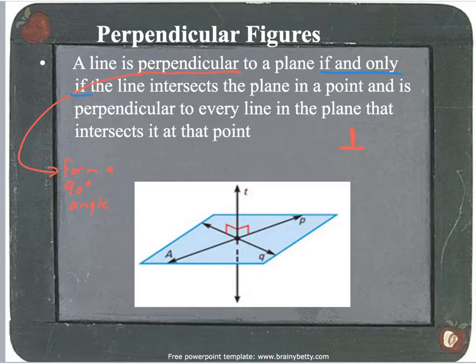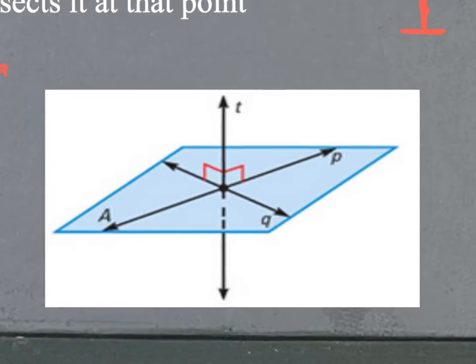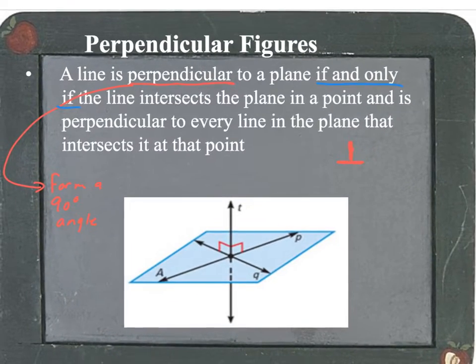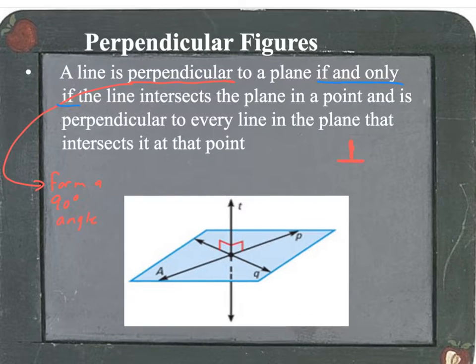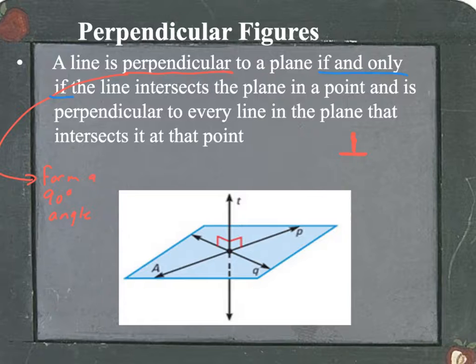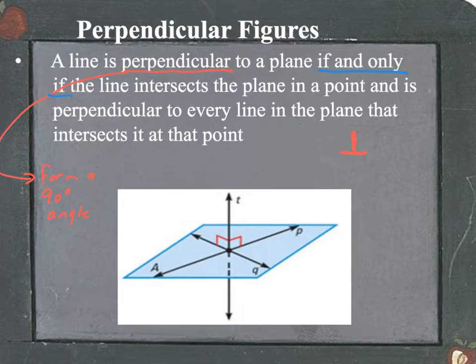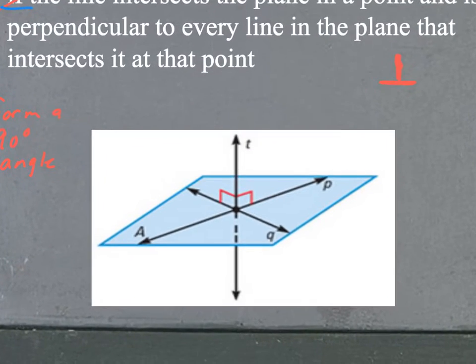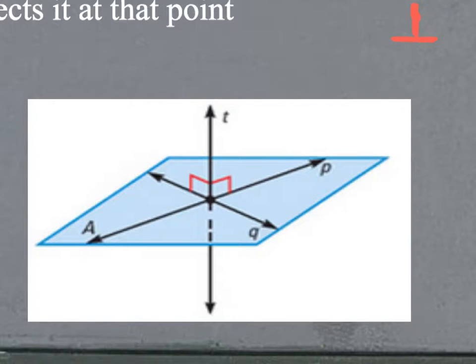What that means in English is that when we jab that line through the paper there, a line is perpendicular to a plane if and only if the line intersects the plane in a point and it's perpendicular to every line on that plane. So no matter which line you drew across the plane here, we would have 90-degree angles that this line makes with all the other lines.